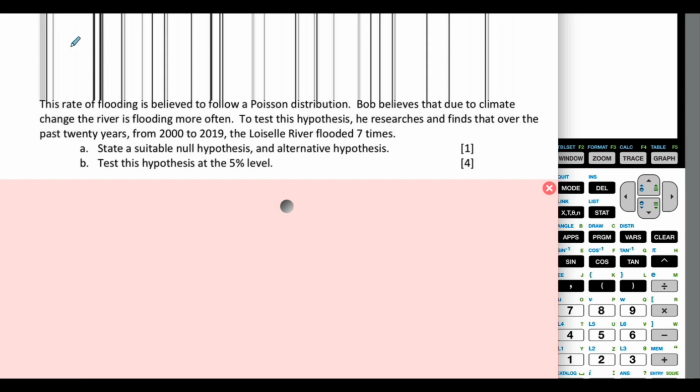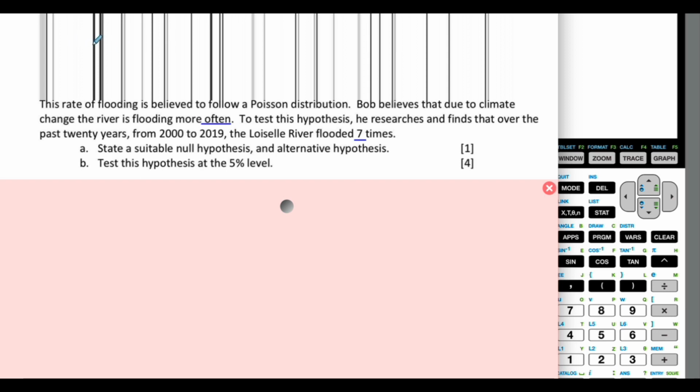So for the 100 years from 1900 to 2000, the Moselle River in Canada flooded on average 0.16 times per year. The rate of flooding is believed to follow a Poisson distribution, and Bob believes that due to climate change, the river is flooding more often. So to test this hypothesis, he researches and finds that over the past 20 years, the river has flooded 7 times.